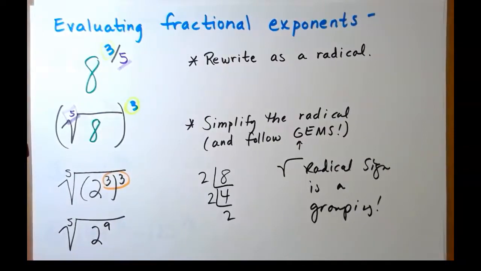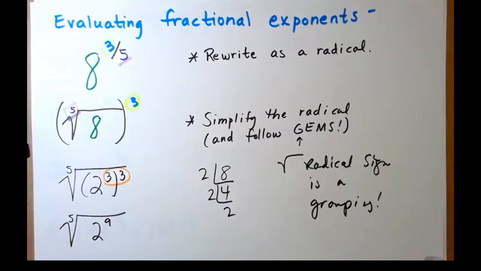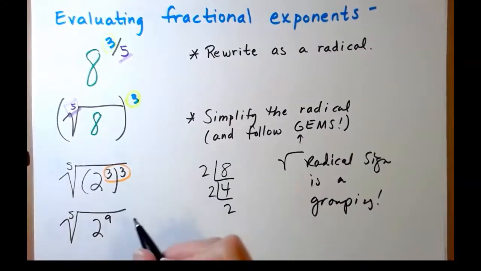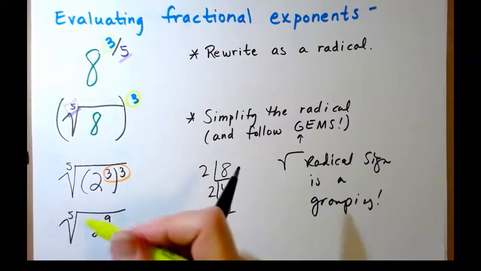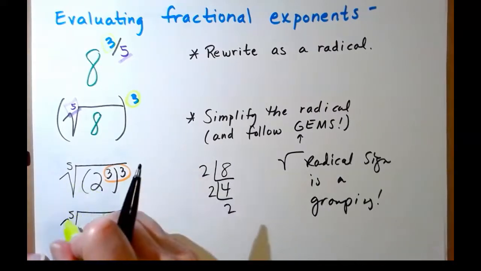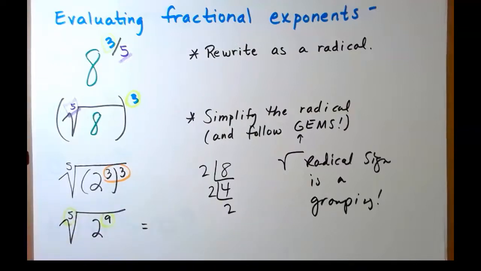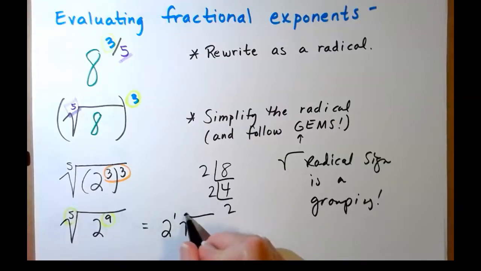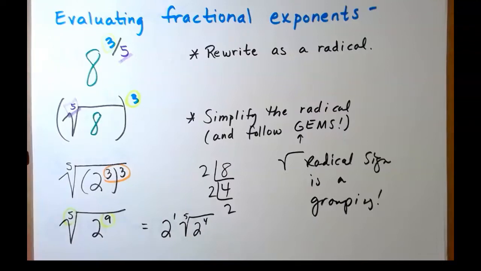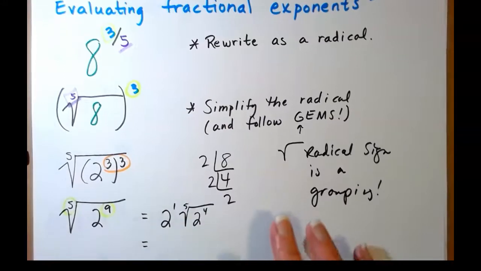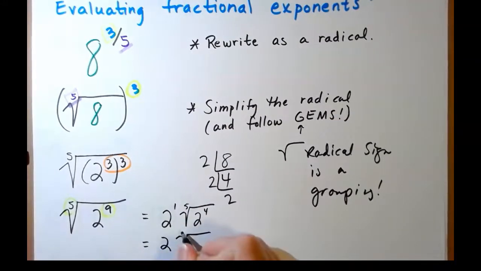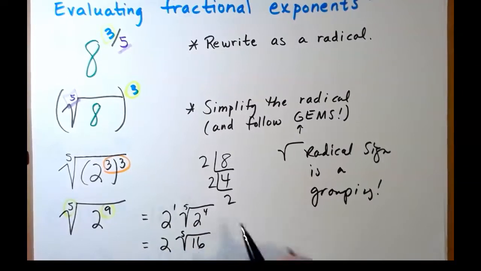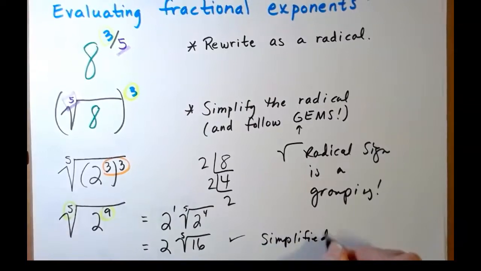So can the fifth root of 2 to the 9th be simplified? Yes, it can, according to the procedure that we've been using. So if we now divide our power by our index of our radical, 5 goes into 9 one whole time with 4 powers of 2 left over. So 8 to the 3/5 is going to reduce down to 2 times the fifth root of 16. So this is what it would be as a simplified radical.